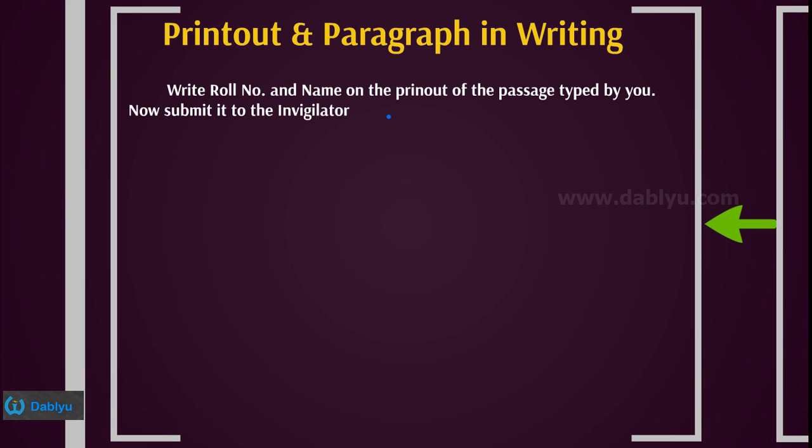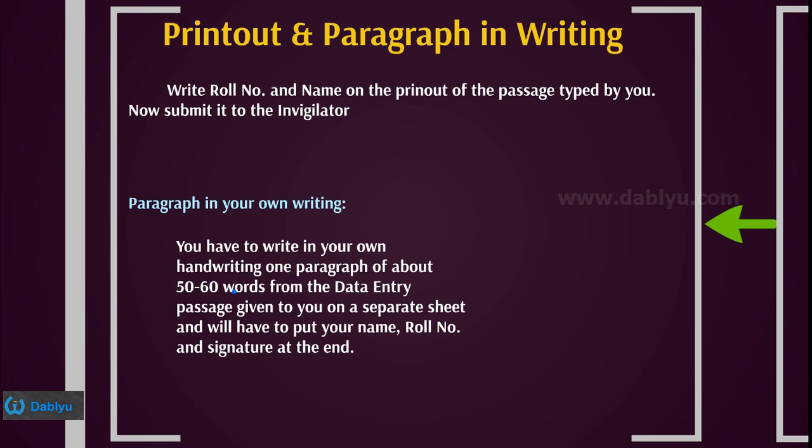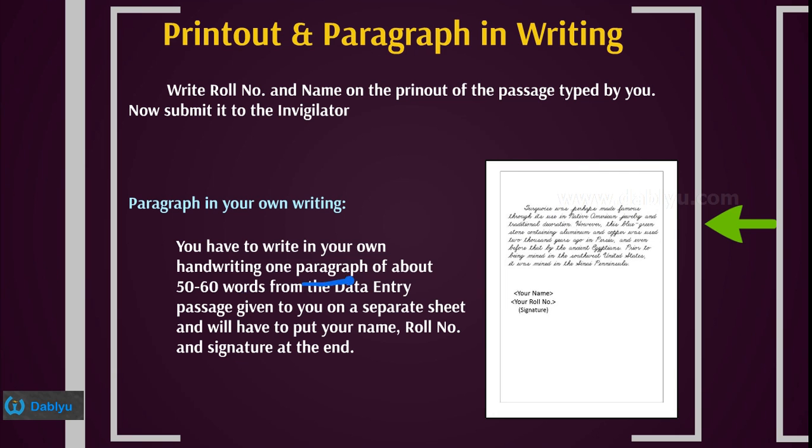After that test is done, you submit the printout to the examiner. You'll be asked to write a small paragraph of roughly 50 to 60 words from that passage which was given to you in a sheet of paper. So you'll be writing something like this, and you'll be writing name, roll number and signature in the bottom.